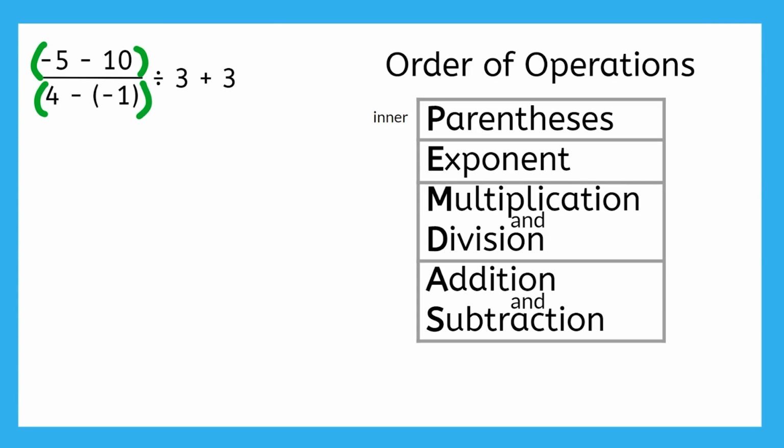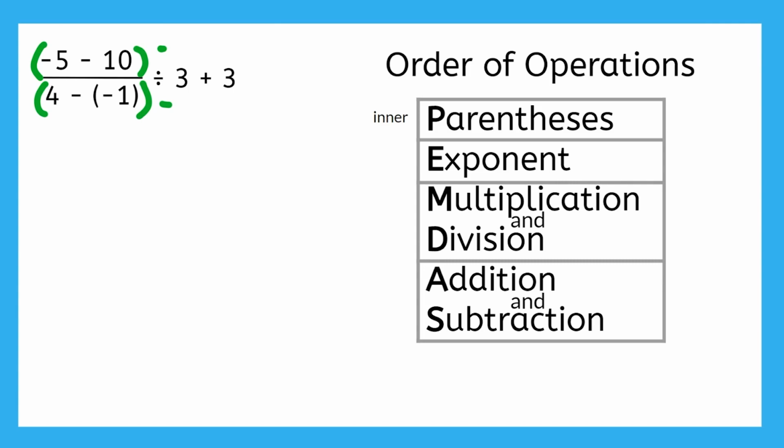First up, parentheses. There are multiple sets of parentheses, one set on top and another set on the bottom. Which do we do first? With non-nested parentheses, there's no real order. The top and the bottom are two completely different groups. So we could do either one first. Let's just start with the top.